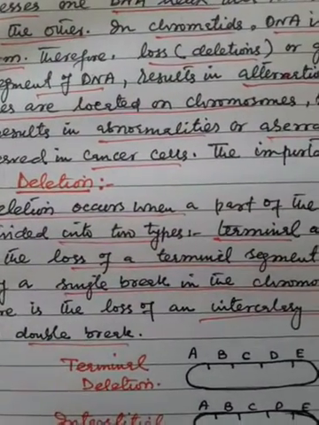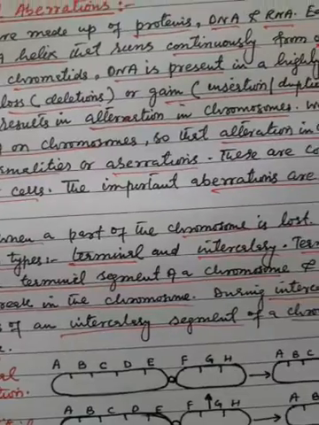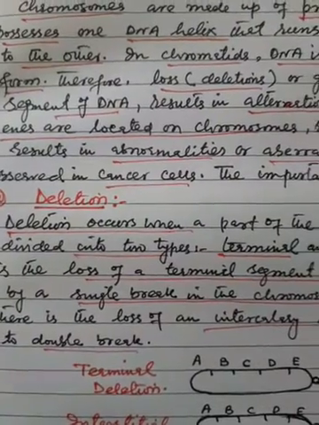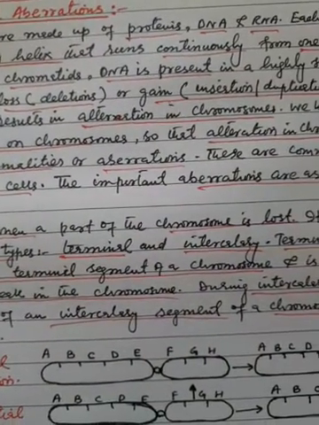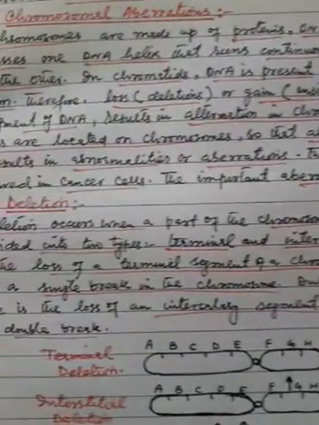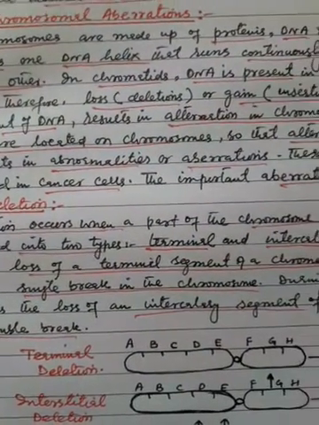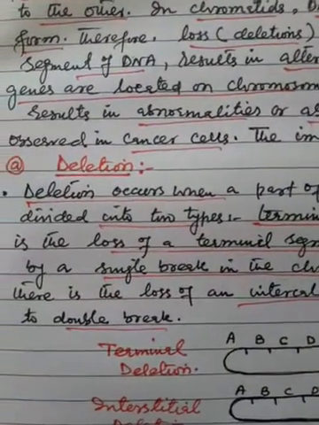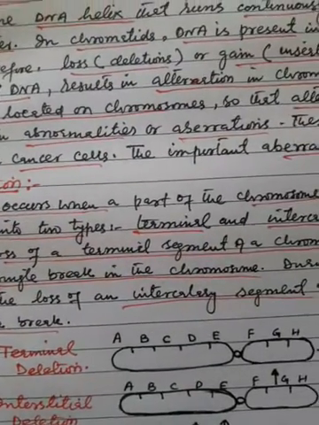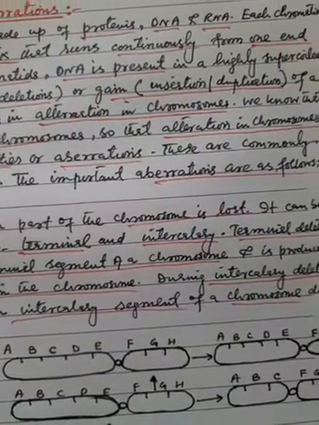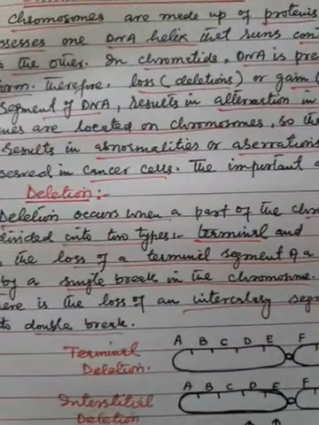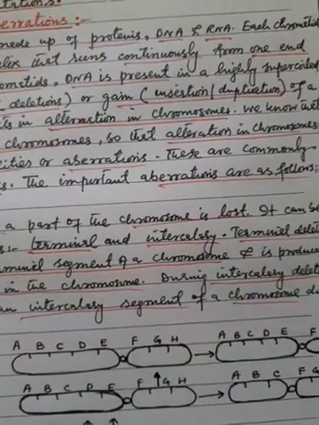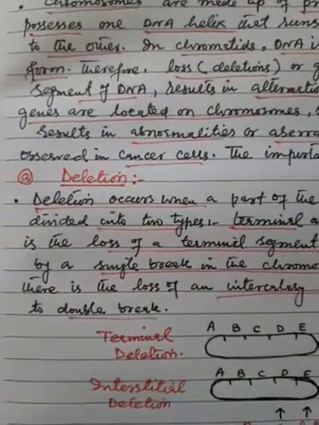Deletion occurs when a part of the chromosome is lost. It can be divided into two types: terminal and intercalary. Terminal deletion is the loss of a terminal segment of a chromosome and is produced by a single break in the chromosome. During intercalary deletion, there is the loss of an intercalary segment of a chromosome due to double break.